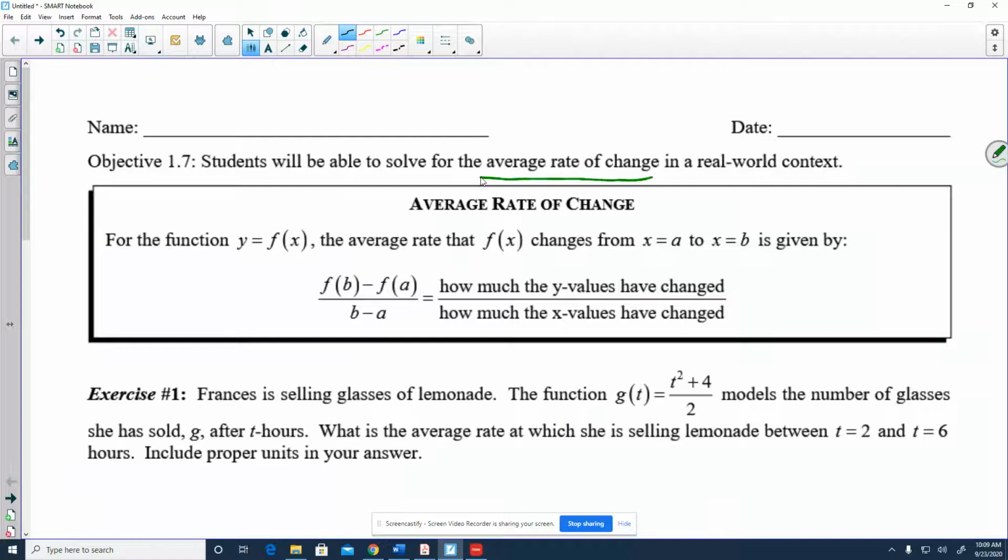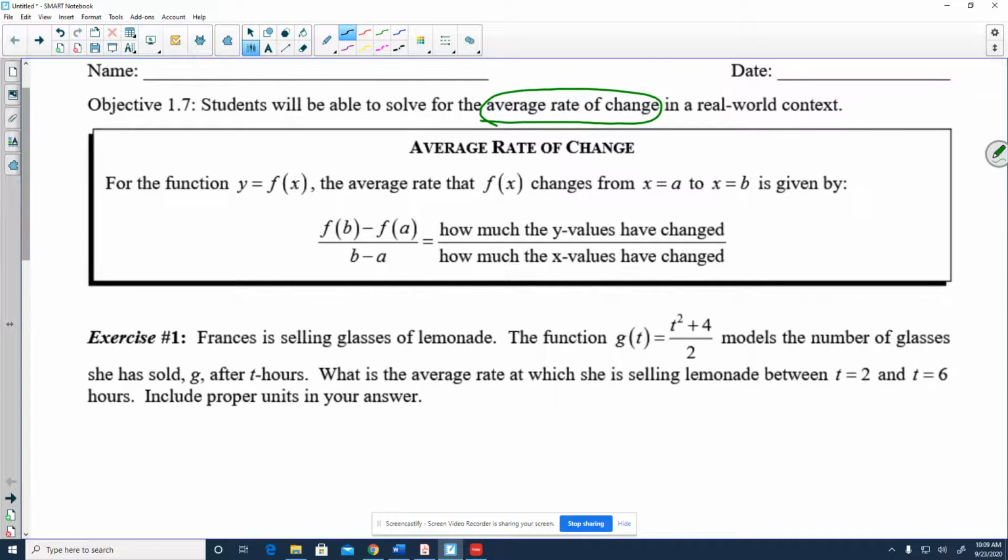Objective 1.7 is about the average rate of change, but in a real world context. We're going to be solving problems that have to do with something that happens in the real world. So, a review from 1.6: this is our slope formula, or our average rate of change. Remember that another way to write our slope formula is y2 minus y1 over x2 minus x1. So let's take a look at some examples. We're going to jump right on in today.